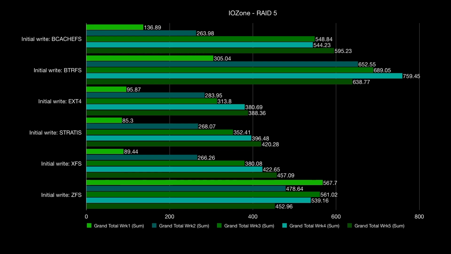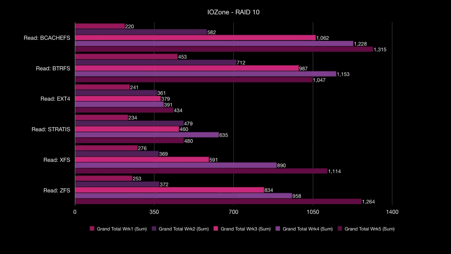And then the others, ext4, Stratis, XFS, not so good. ZFS does okay here. It's not great. It's only at about 75% of the maximum throughput. So reads, let's talk about those.